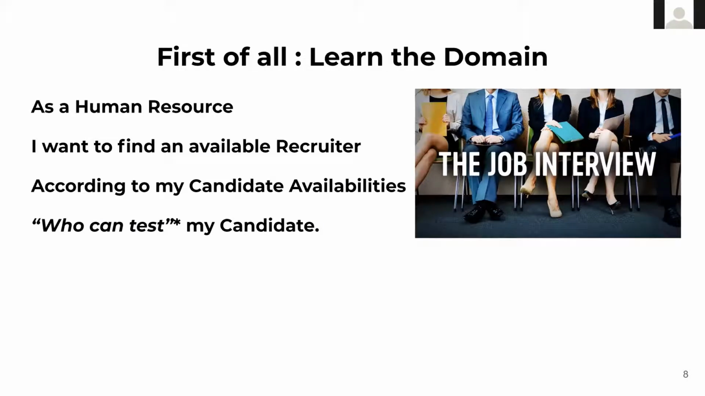So the first thing to do is to learn the domain. I can do that in different ways. I can, for example, read the code to understand the domain, or I can look for a domain expert if he is available. And so he tells me the system is for a human resource who wants to find an available recruiter, according to the candidate availabilities, who can test the candidate.